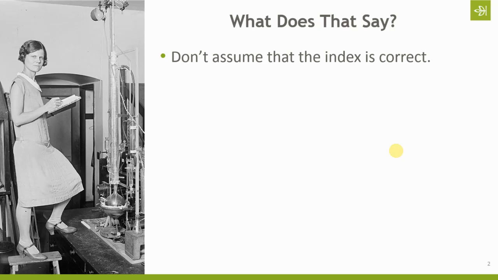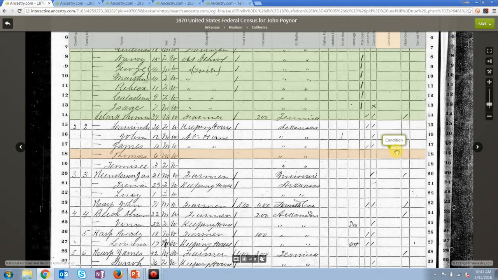Now, if you found the record, the index did its job, because that's the job of the index, is to get you to the record. But once you're viewing that original record itself, you need to be careful that you don't let what the indexer entered cloud your thinking or your judgment. So here is the example from my own research just this past week.